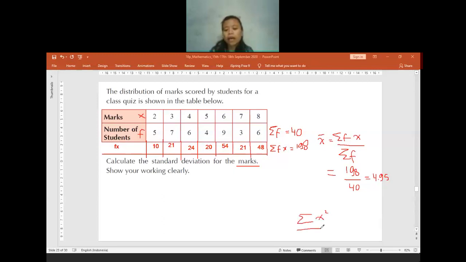x square divided by n, and then we subtract it with the x bar square, and then the result we need to square root it. Now we already have the x bar, which is 4.95. Now we need to find the value for the sigma x square divided by n. Now for the x square, let us find the x square. Let me write it at the top part in here. So for the x square, if the x is 2, how many will the x square be?